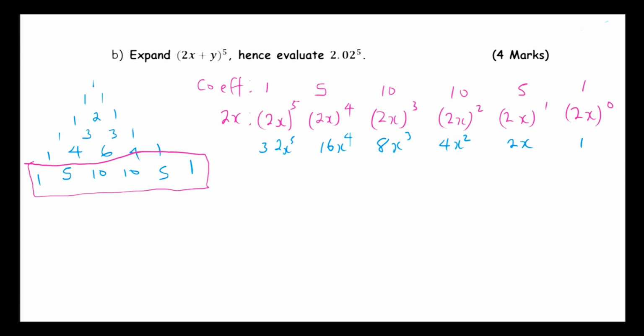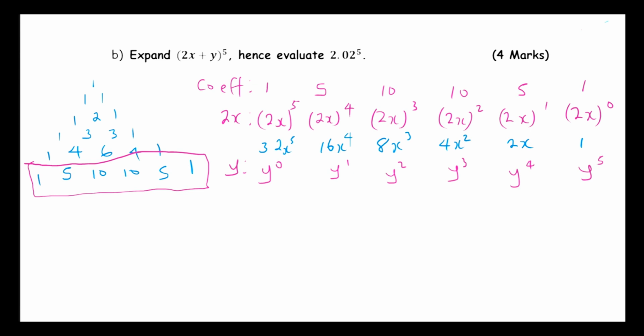Then the next thing would be to observe how the powers of b, y in this case, change across the expansion. So we'll have y always start from the power 0 to n. So we have y power 0, y power 1, y power 2, y power 3, y power 4, up to y power 5. So the next thing would be to just multiply these down.